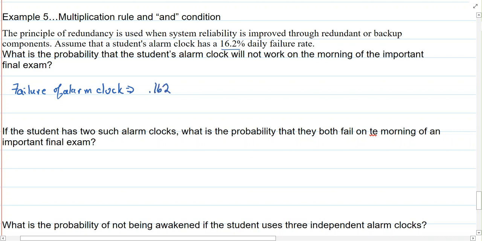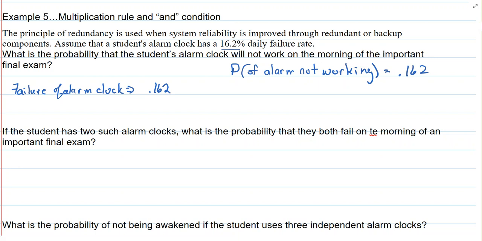And I put it as a decimal. What is the probability that the student's alarm clock will not work on the morning of an important exam? Well, the probability, of course, is decimal 162. That's all it is, because we only have the one. It is one possibility, and it's the probability of one.